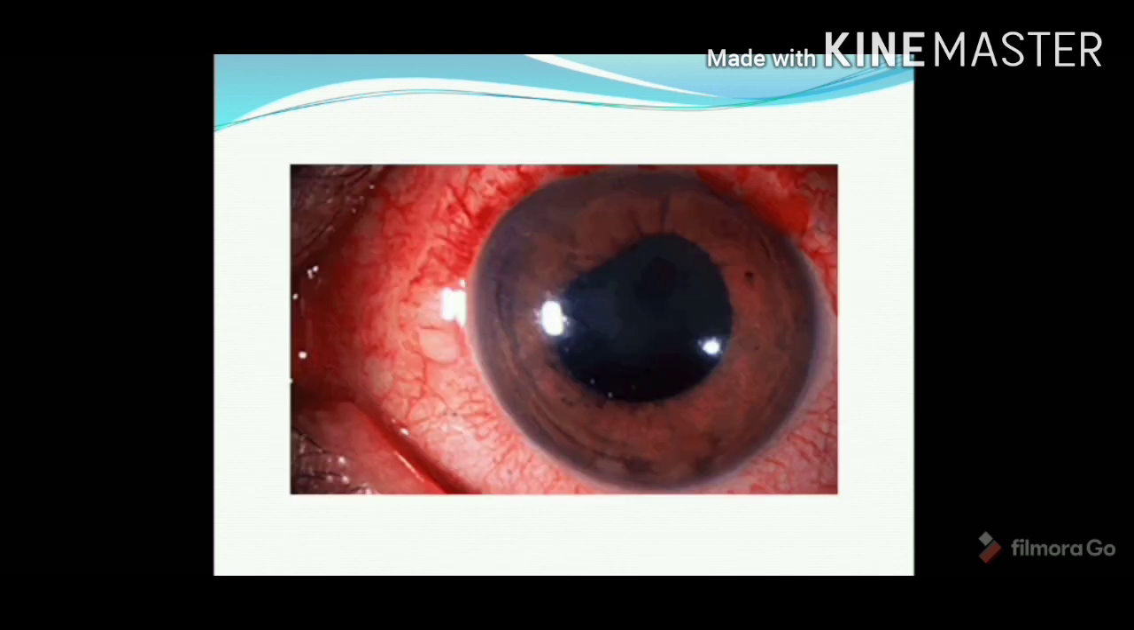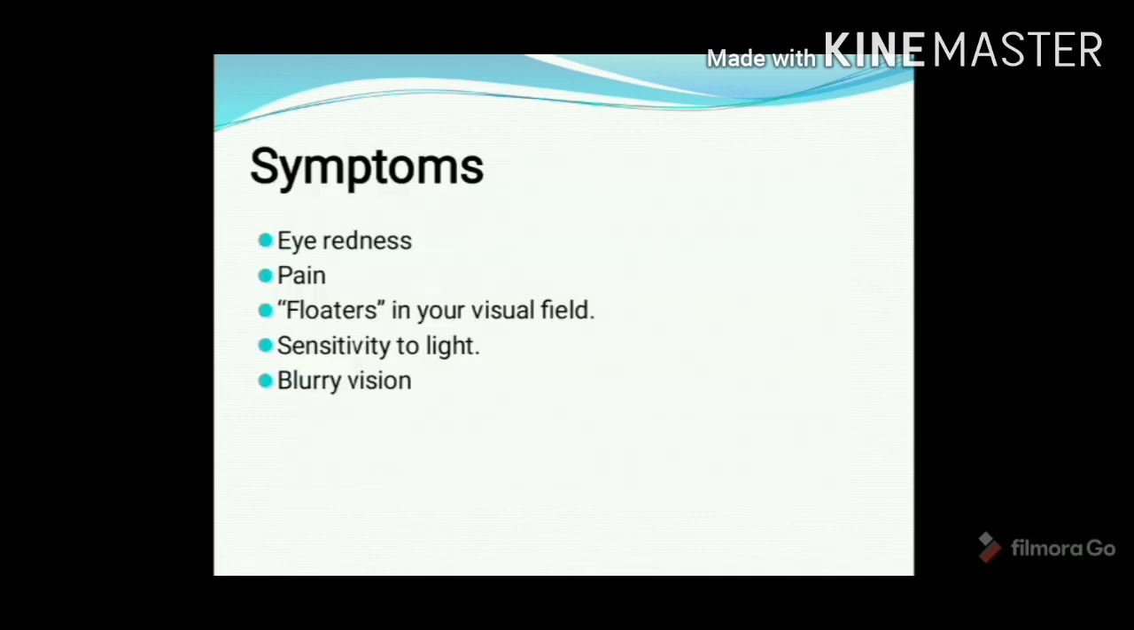So, here's the image of a person having uveitis. Symptoms of having uveitis: eye redness, pain, floaters in your visual field, sensitivity to light, blurry vision.